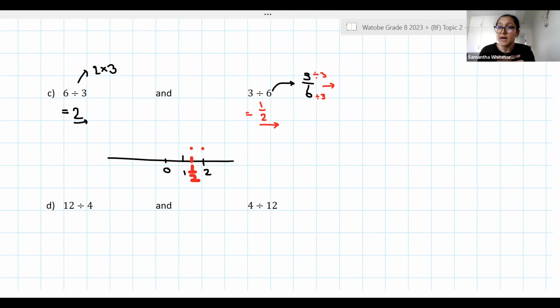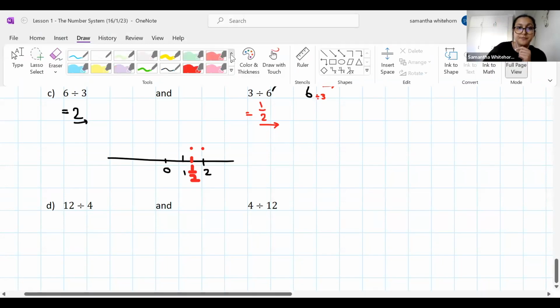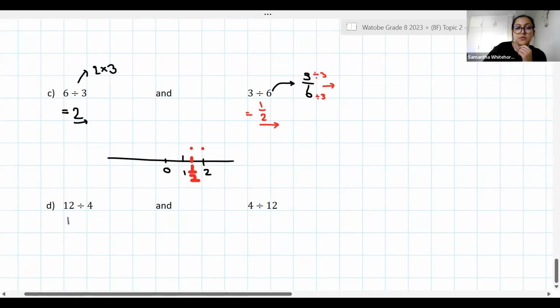I want you to try D for me. So try for me the 12 divided by 4 and the 4 divided by 12. If it helps you, you can write these as a fraction for yourself, just to get the division sorted for yourself in terms of what it's asking you. So that would be 12 over 4, and this would be 4 over 12. So you can give that a try.